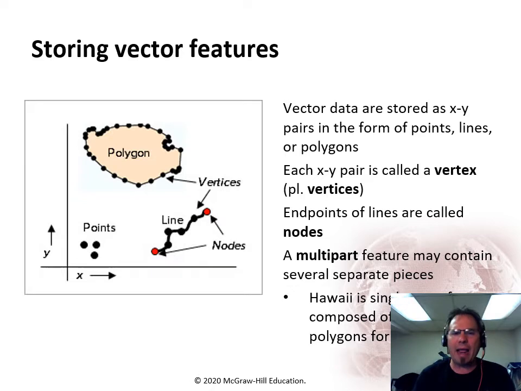Now, you can have multi-part features. What that means is it's the same thing but in separate polygons. For example, Hawaii is made up of multiple islands. This way you can differentiate between the islands, but they're still all called Hawaii and they only take up one row in an attribute table.